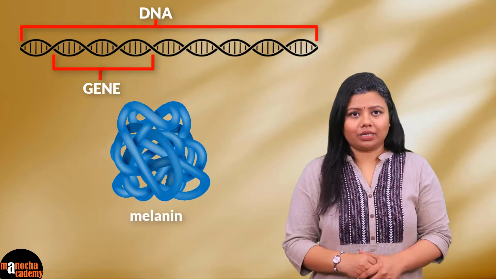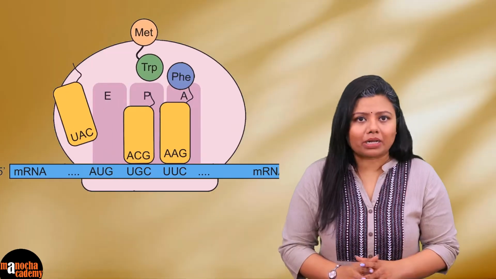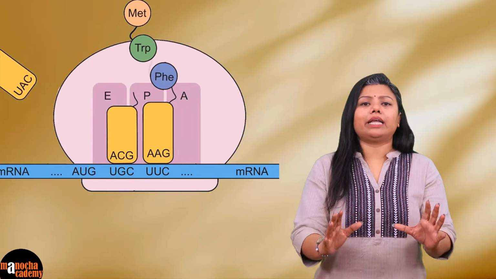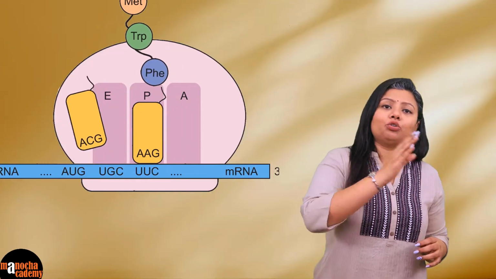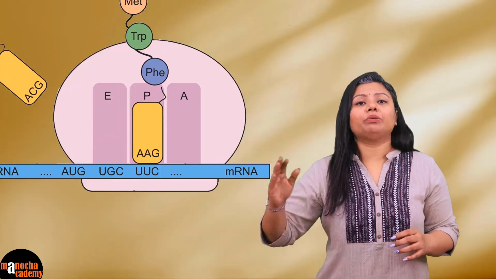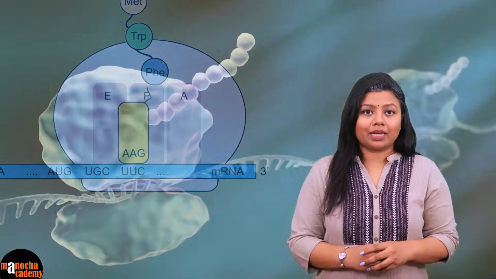The gene does not join amino acids. The gene only contains the information as to which amino acid needs to be joined after which amino acid. This information from the gene is sent to the ribosomes which synthesize the proteins. So where do we stand now?